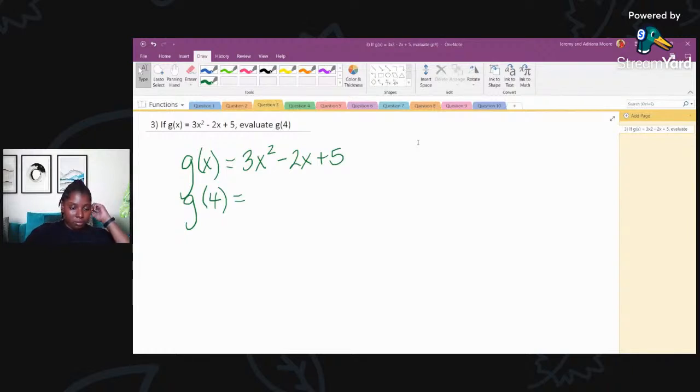Here we go. 6. Okay, let's see. All right, let's try. Thank you. All right, so we have 3, what is this? Okay, in place of x, I'm going to put 4 minus 2 times 4 plus 5. All right, let's see if you got it.